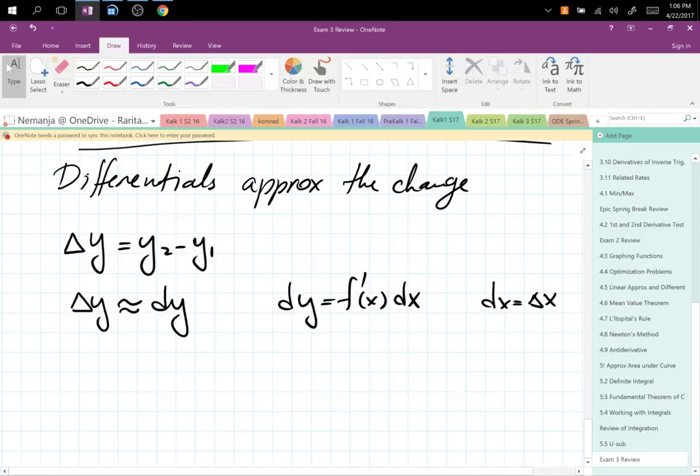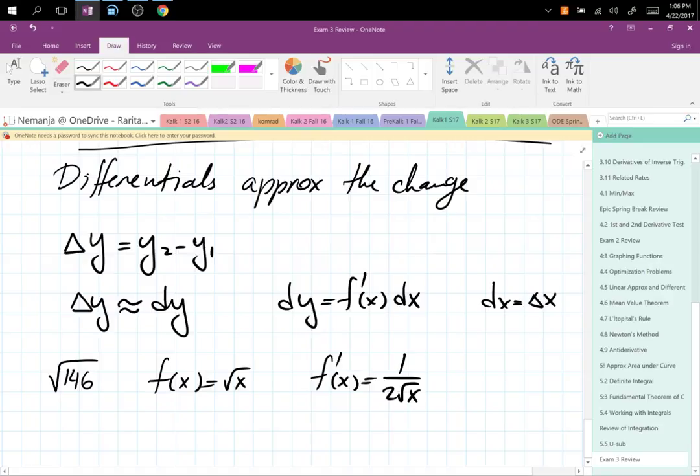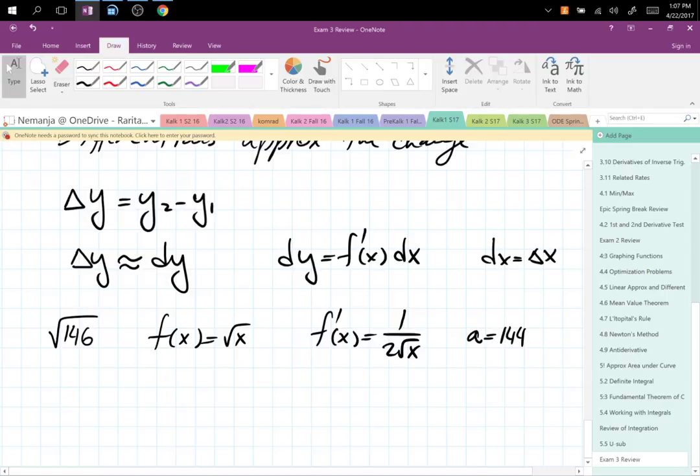Let's see. Well, actually, I can do the same problem with the square root, but I will find the change. So here, the square root of 146, I still have that f of x is equal to root x. I still have that f prime is equal to 1 over 2 root x. And I still have a equal to 144. So as you can see, everything is the same, except now we are trying to figure out the change. So I want to see the change from 144 to 146. So that will be delta x is 146 minus 144, which is 2.